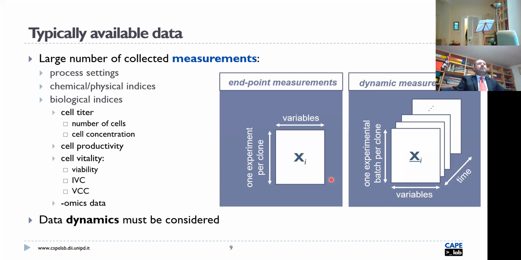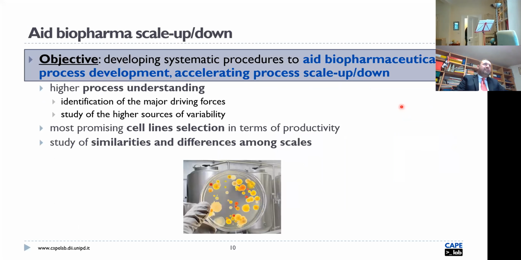We could also have some data from omics, and in particular, this data comes from the experimentation made on different cell lines, different clones. So we perform one experiment per clone, and we assess information on all these variables at the end of the batch, or at different time instants throughout the entire length of the batch. So in this case, we consider all the dynamics of the experiment. And the wealth of information in this data can be utilized to accelerate the process scale up and to aid the process development.